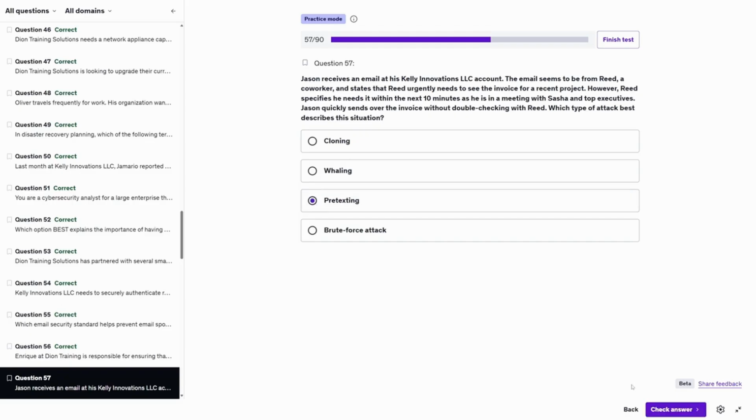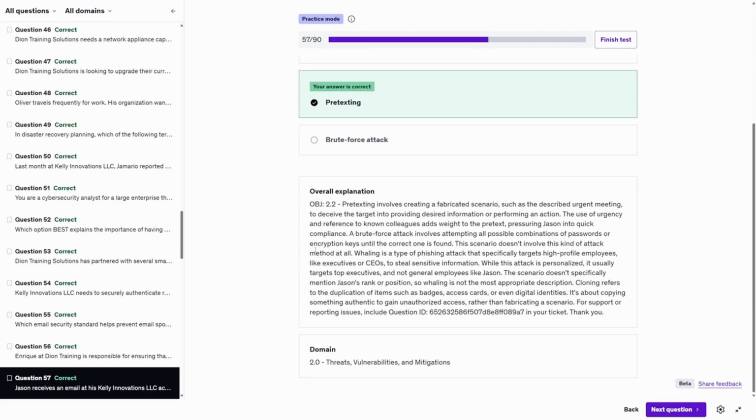I believe the answer here is pretexting, C. Yep, so that was correct. Pretexting involves creating a fabricated scenario, such as the described urgent meeting, to deceive the target into providing desired information or performing an action. The use of urgency and reference to known colleagues adds weight to the pretext, pressuring Jason into quick compliance. I'll leave up the other forms of attack if you guys would like to read those.